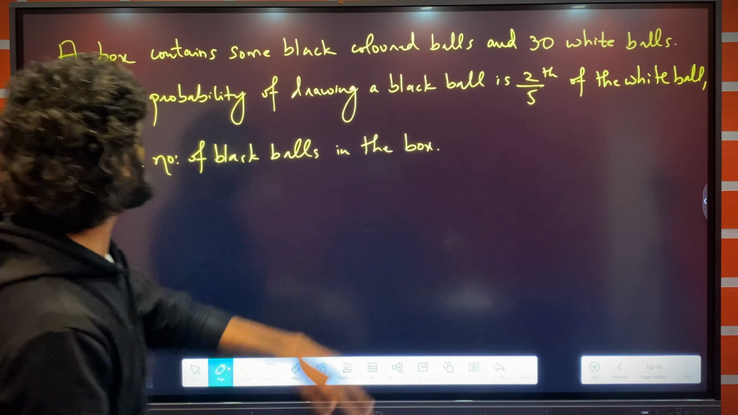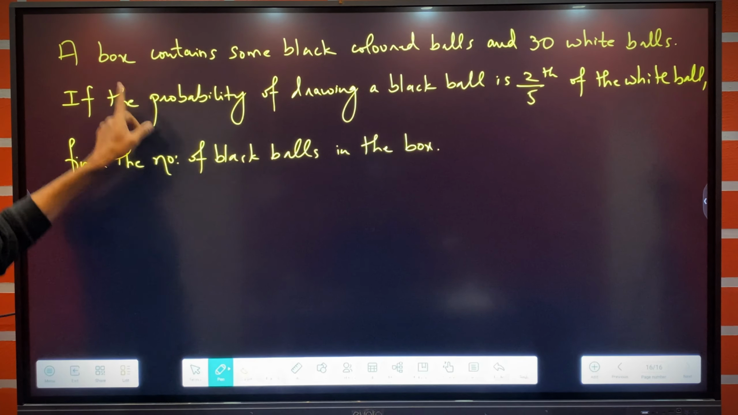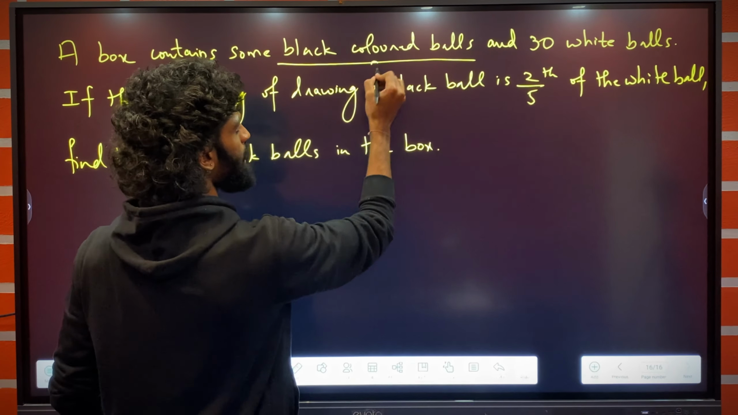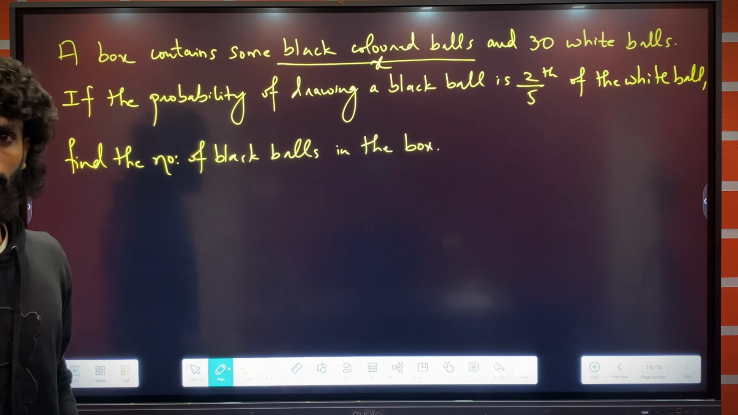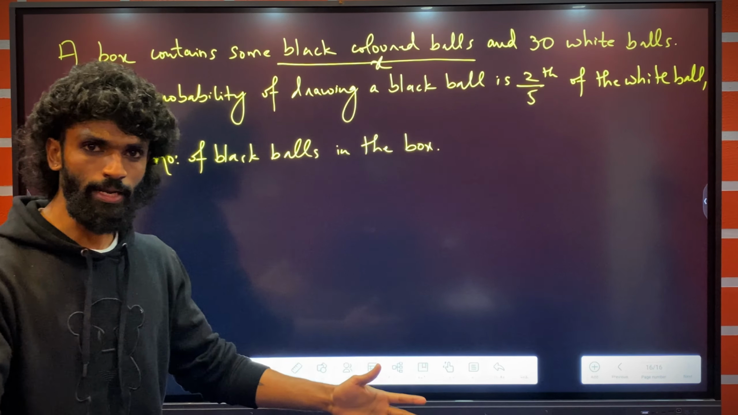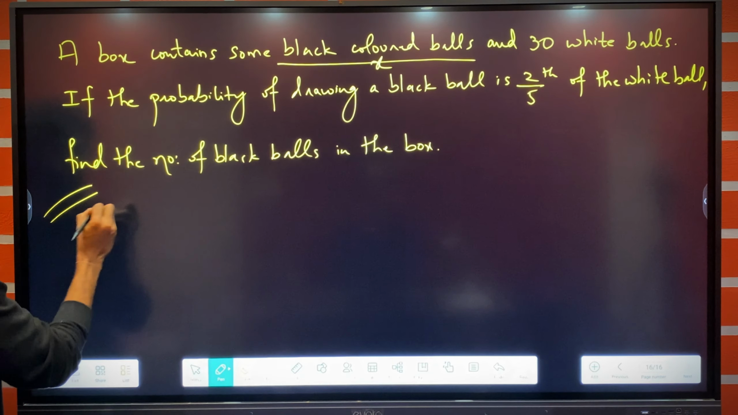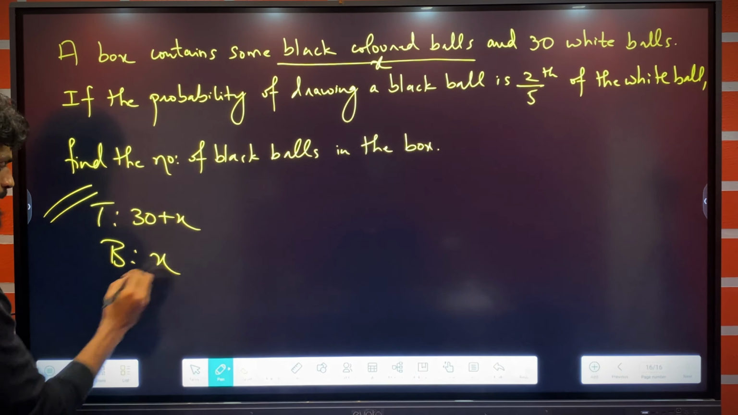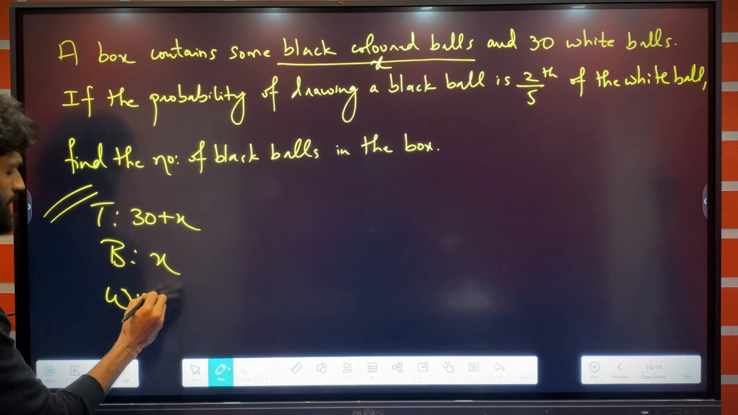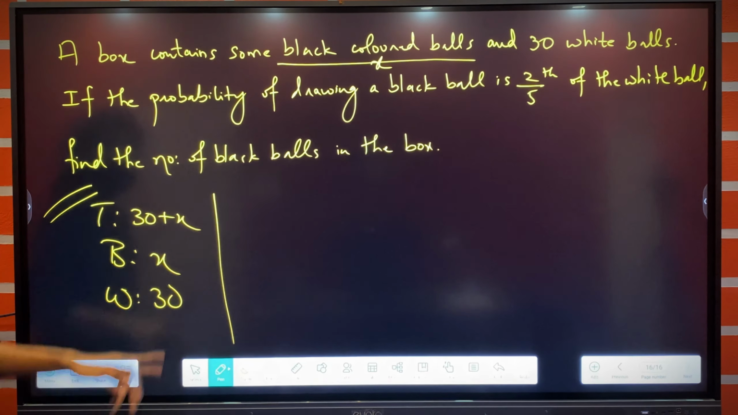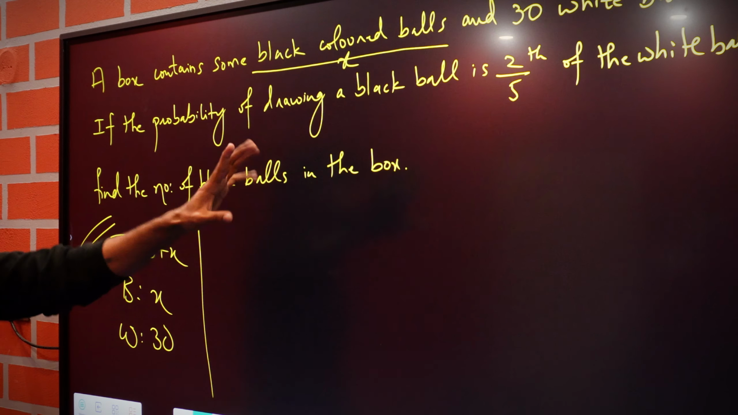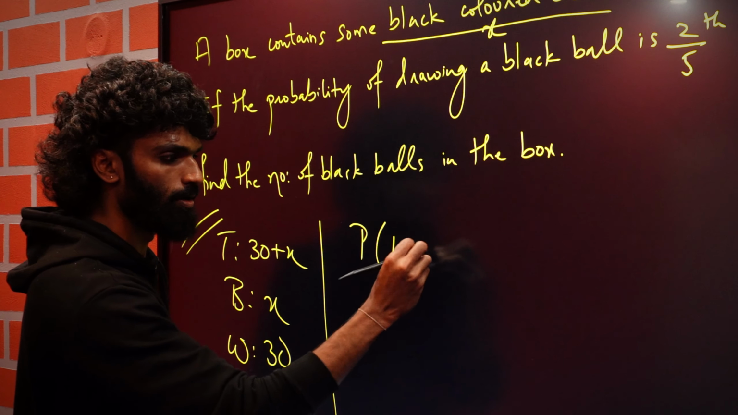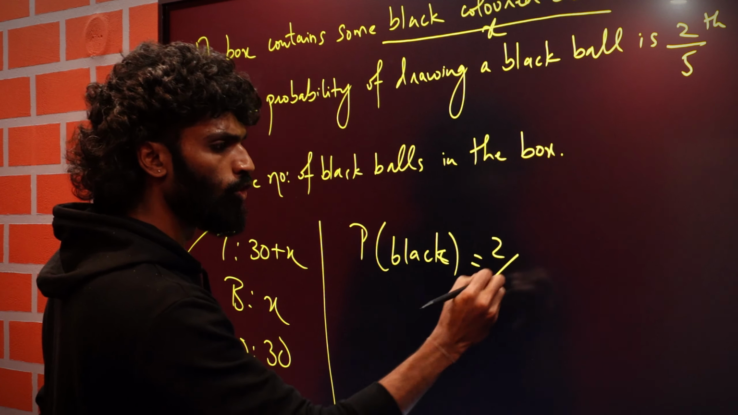Now, a last condition based question, most important type. A box contains some black balls, which I've taken as X, and 30 white. So think, in a box there are black as well as white. Totally, don't you think the answer will be 30 plus X? Where black is X in number, white is 30 in number. Got it? If the probability of drawing a black, okay, look at this. Second line is a condition. They're telling probability of black is 2/5.